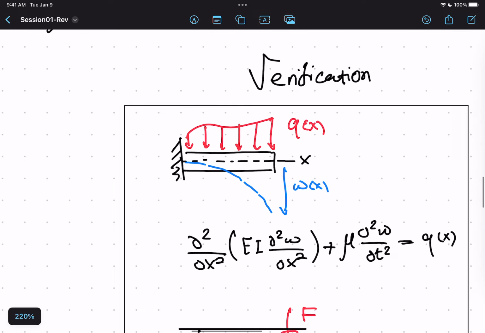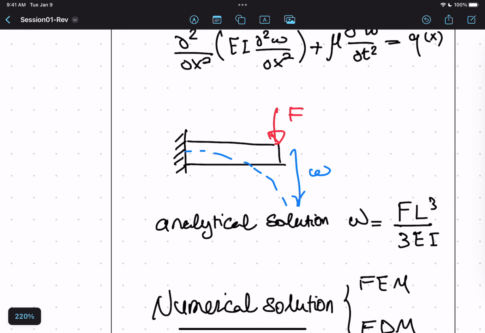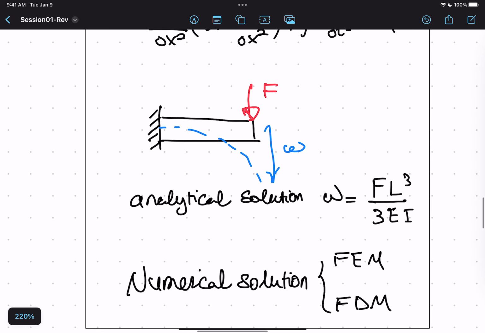When we want to solve this problem numerically, we can consider a very simple case in which we have an analytical solution. In this case, we have a clamped boundary condition, and we have a vertical point force F, and we want to compute the deflection at the tip of the beam. The analytical solution is W equals FL to the power of 3 over 3EI.